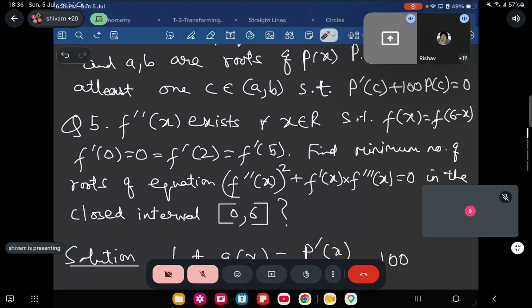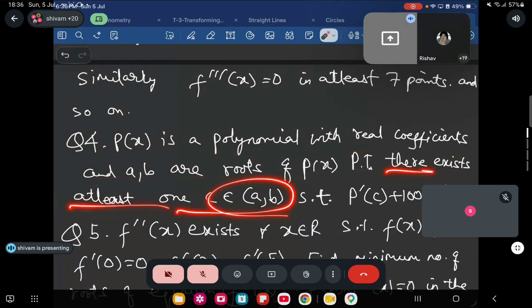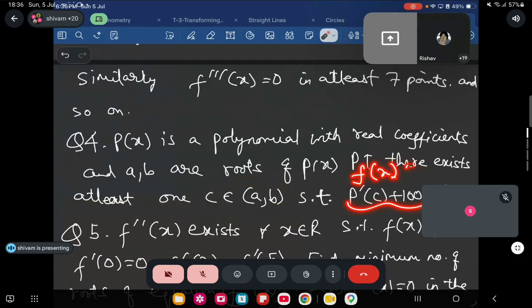Could you explain once again? Means over here, look at the question. P of x is a polynomial with real coefficients. Okay, we need to prove that there exists at least one c belongs to a comma b such that this is equal to 0. Means suppose there exists some function f of x in terms of p, where Rolle's theorem is verified, then f dash c will be equal to 0. And what is f dash c? F dash c is equal to p of c, p dash c plus 100 p of c. Getting my point? Tell me.